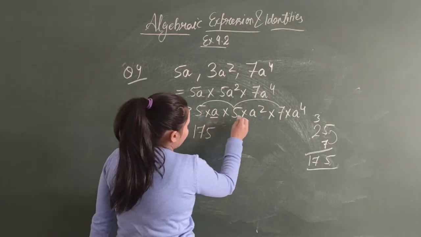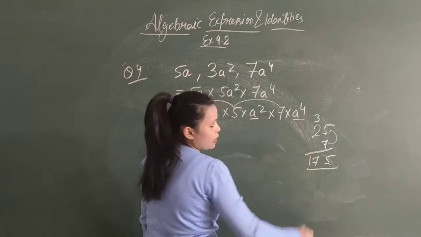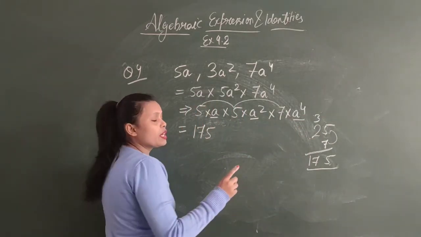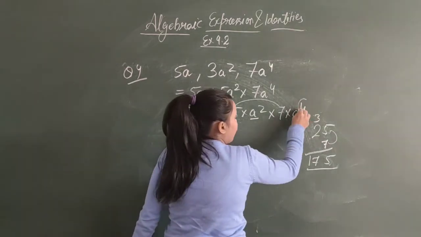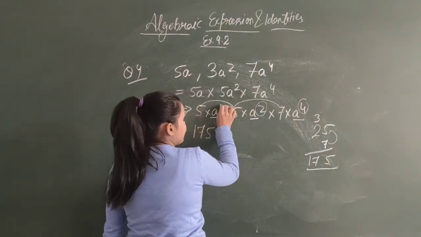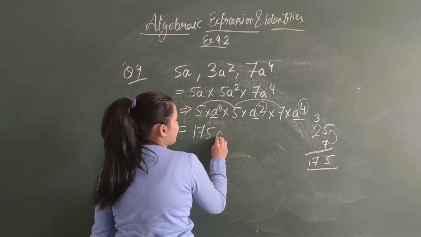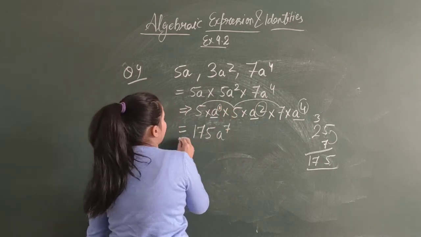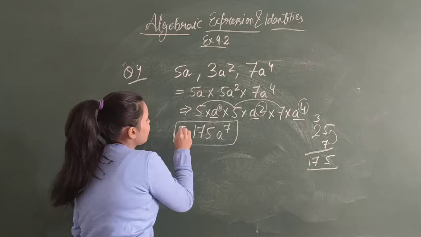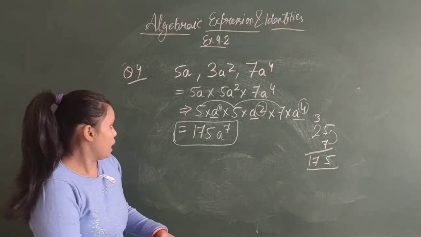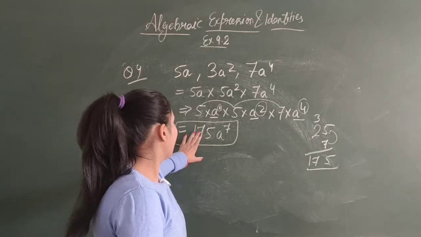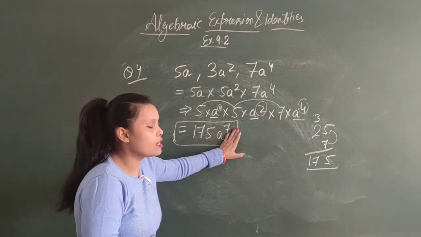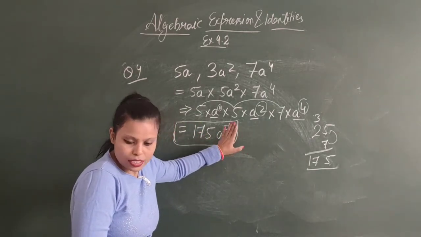Now a square and a to the power 4. We just need to add the powers. 4 plus 2, 6. 6 plus 1, 7. So a to the power 7. This will be your volume of a rectangular box. 175a to the power 7. Alright.